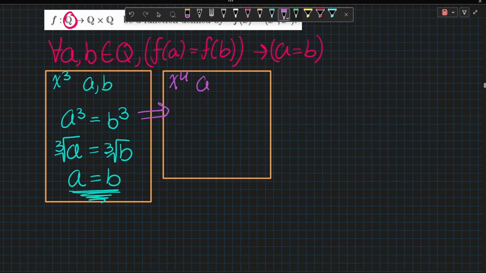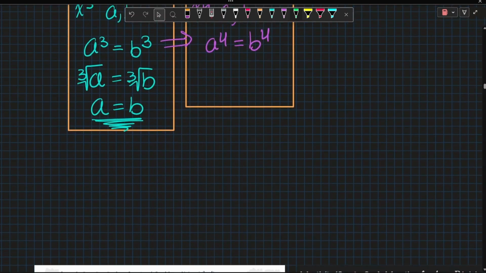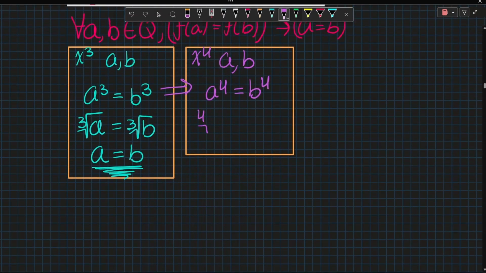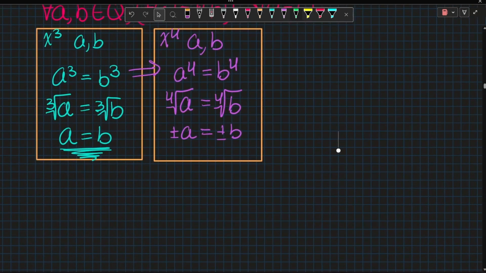Okay. Now, given that we have two possible inputs a, b, then we have a to the 4, which is equal to b to the 4. And we're trying to prove this to be true. So if at any point we have a contradiction, then we are proven wrong. Let's try the same method. We'll take the quartic root of both sides. We get that a is in fact plus or minus a, and b is plus or minus b, because we cannot actually guarantee the sign of the original value, because we have an even power. So our original value could have either been positive or negative.